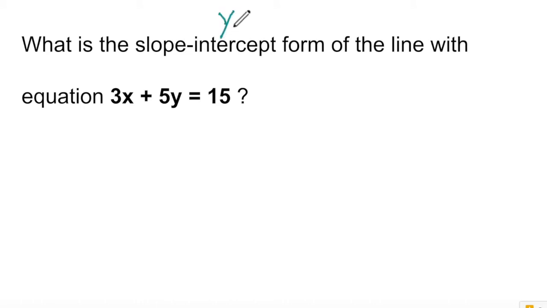Y equals mx plus b. So if this is what we're trying to convert it to, we need to get rid of this 3x. Since this is a positive 3x that's being added to the y term, we want to subtract 3x from both sides. So minus 3x. And then on the other side of the equal sign, we're also going to subtract 3x, minus 3x.